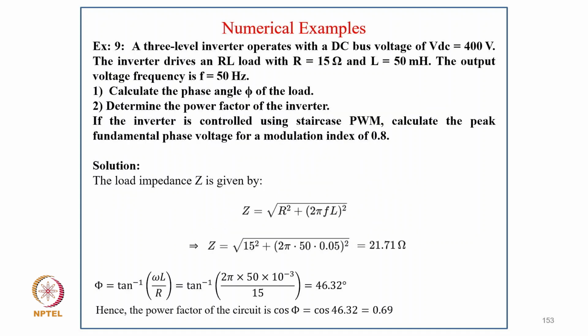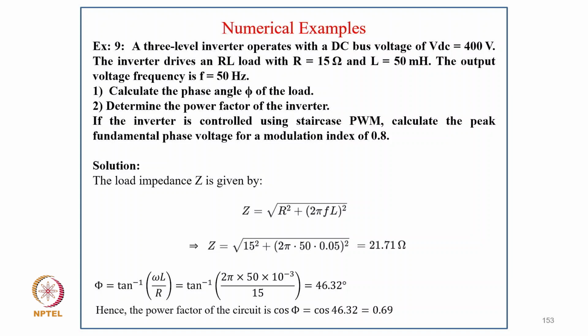Now coming to example 9: a 3-level inverter operates with DC voltage VDC equal to 400 volt. The inverter drives an RL load with R equal to 15 ohm and L equal to 50 millihenry. The output voltage frequency is 50 Hz. Calculate the phase angle phi of the load, determine the power factor of the inverter, and if the inverter is controlled using a staircase modulation, calculate the peak fundamental phase voltage for the modulation index of 0.8.